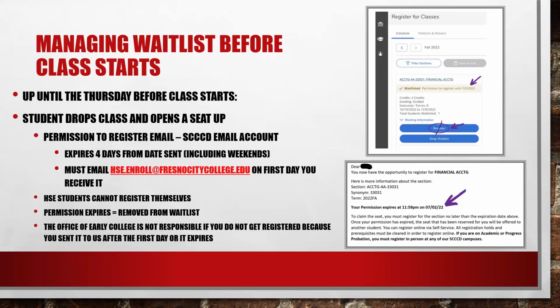Again, as an HSE student, you are not able to register yourself, so you must email that permission to register email to the HSE email address on the first day you receive it. If you wait to email it to us and it expires over the weekend, you're not going to be registered in the class. If you wait to email it until the day that it expires, we may not be able to get to it in time to register you into the class.